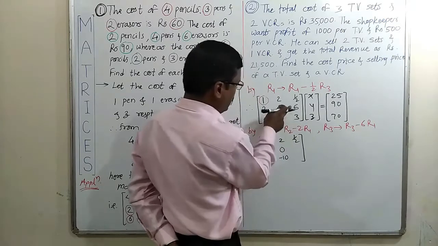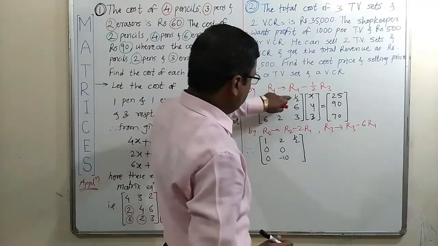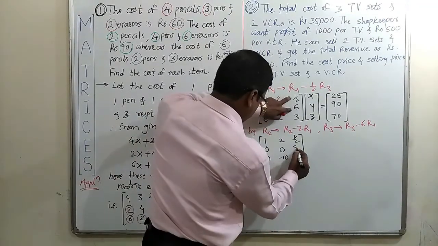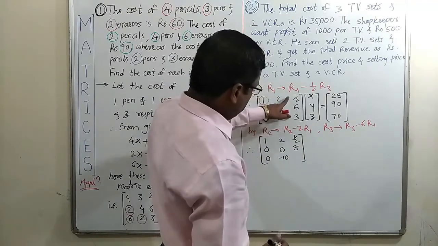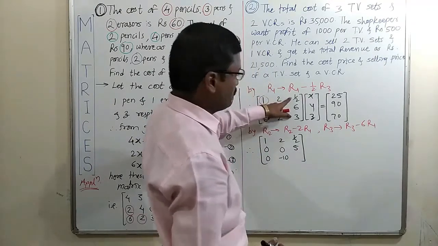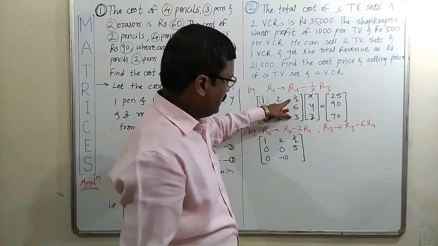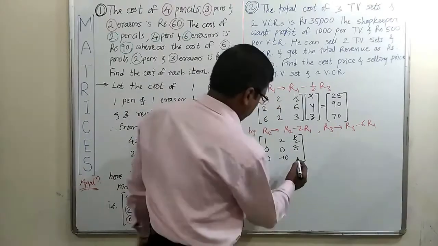Now R2 minus twice R1. Twice R1 is 1. So 6 minus 1 is 5. 3 minus 6 times of this. 6 times of this will be 3. So 3 minus 3 becomes 0.